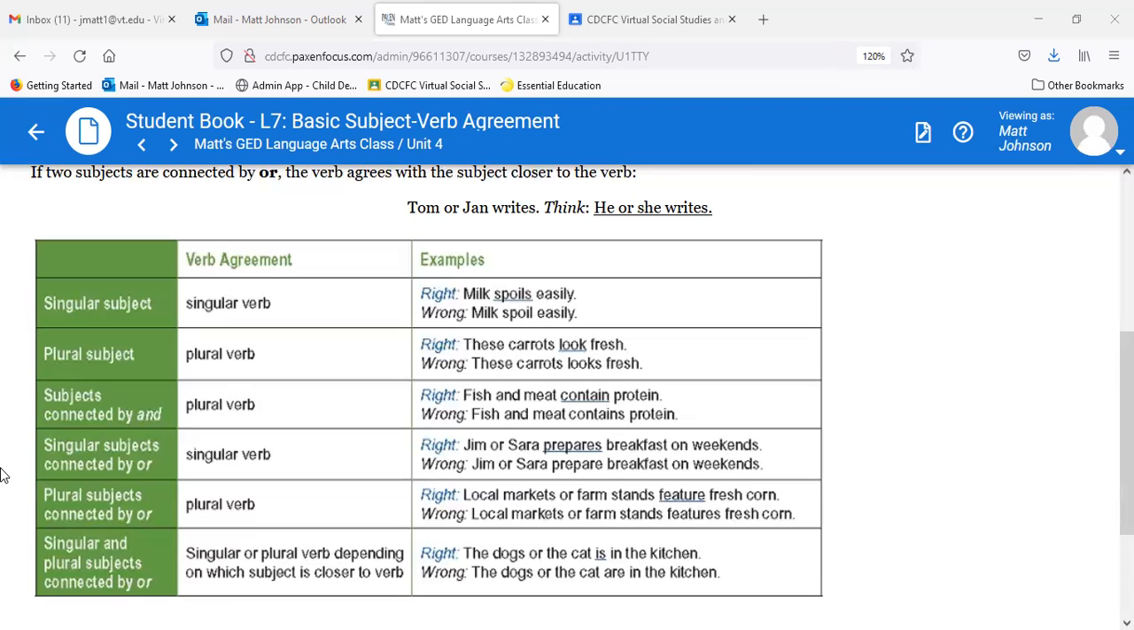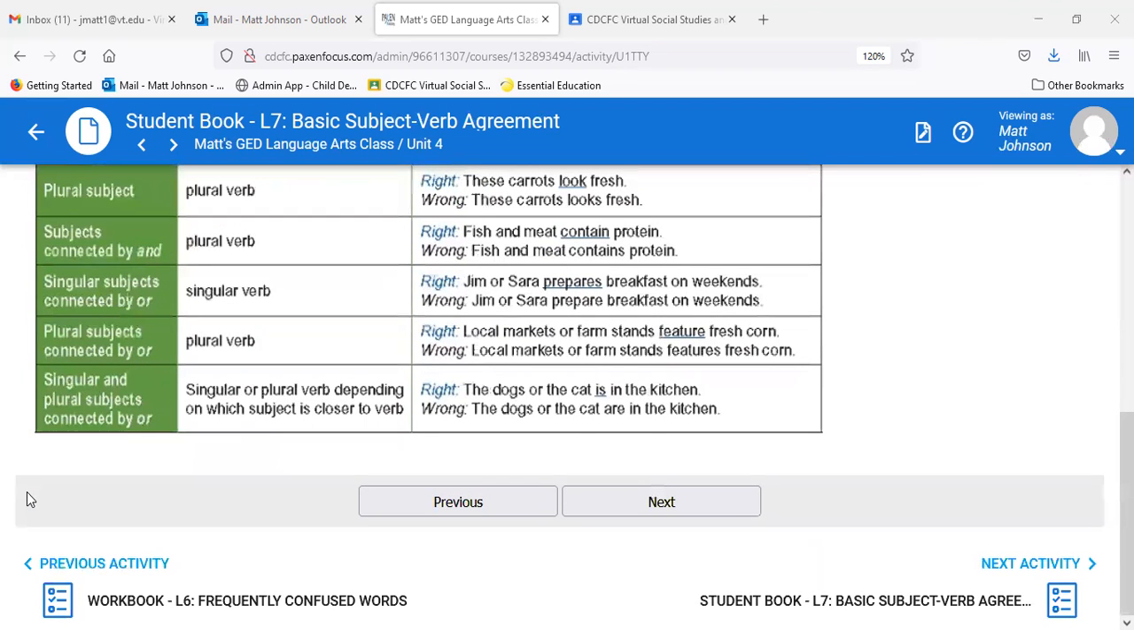Doesn't matter if the or's in there or not, right? We have plurals on both sides there. Incorrectly, right? Local markets or farm stands features fresh corn. It's close and you can get into that situation. That's why you want to make sure that you take a little time if you can to edit and review, especially with subject and verb, to make sure that they agree.